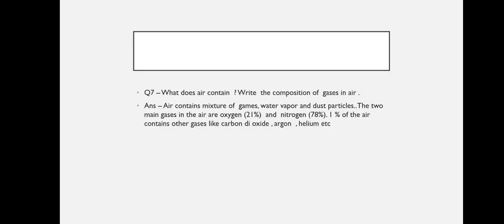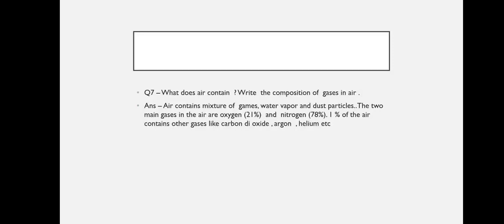Question 7. What does air contain? Write the composition of gases in air. Answer. Air contains mixture of gases, water vapor and dust particles.